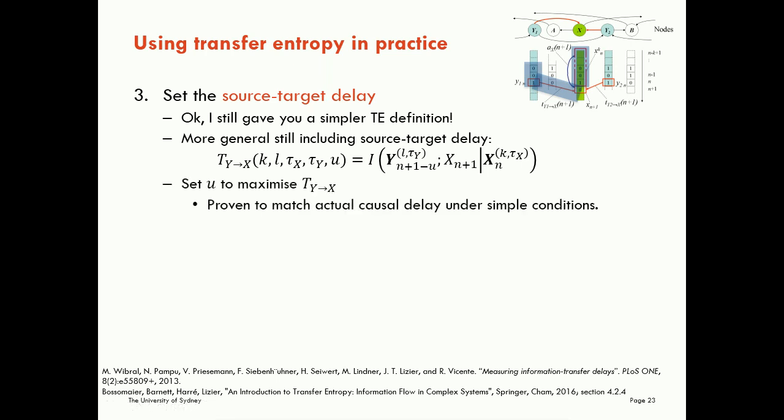The advice on setting U is to set it to maximize the transfer entropy. Setting in that way has been proven to match the actual causal delay under simple conditions. As I said before, even though we're not expecting the information transfer to directly reflect causality, we do want our model of the information processing from the sources to the targets to include the causal contributors to that target, so we can model the information processing in a more meaningful way.